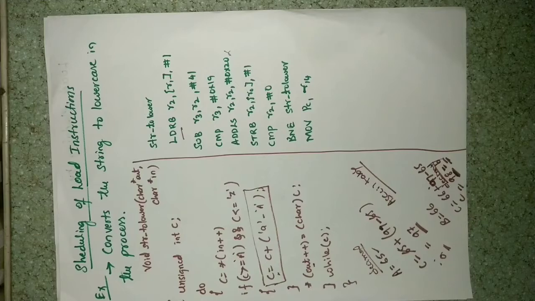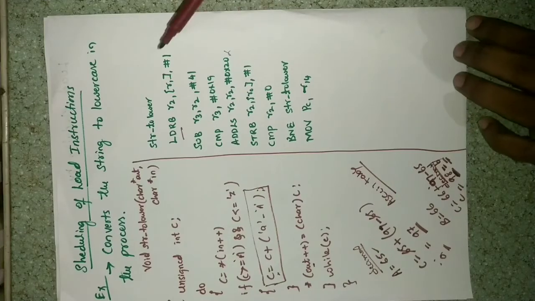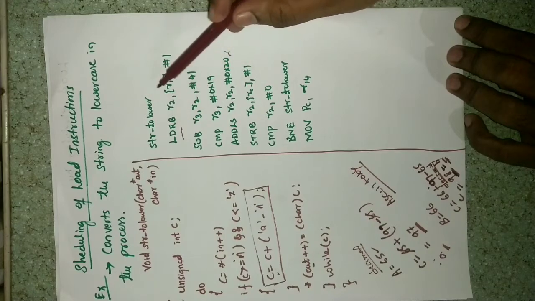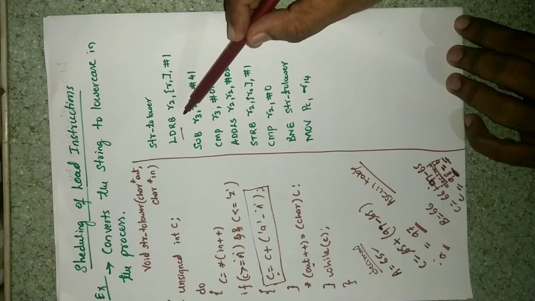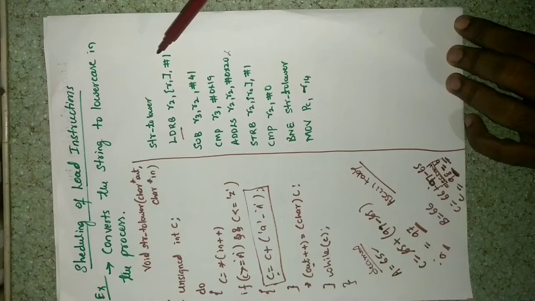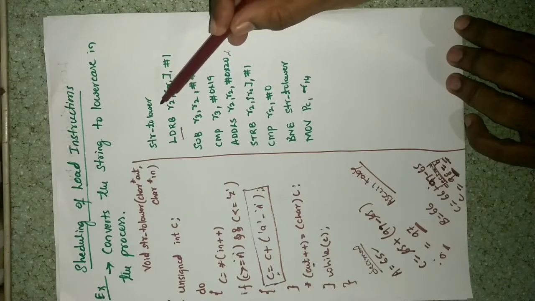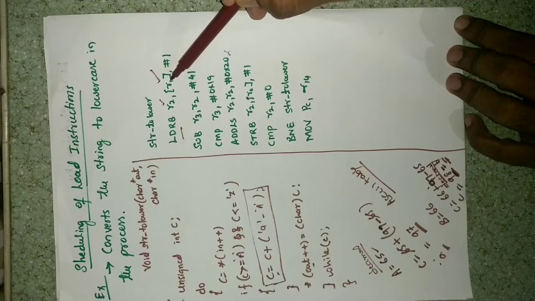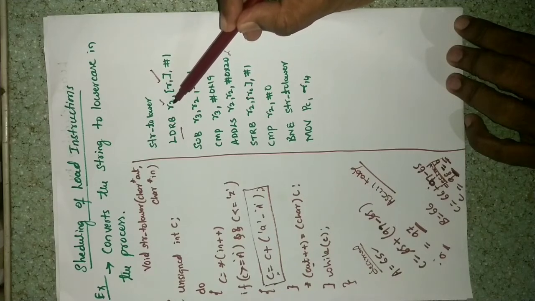Similarly, the equivalent code written on this side is assembly code, string_to_lower. Here is the load instruction, which loads the data from the memory location pointed to by register R1 into the register R2.